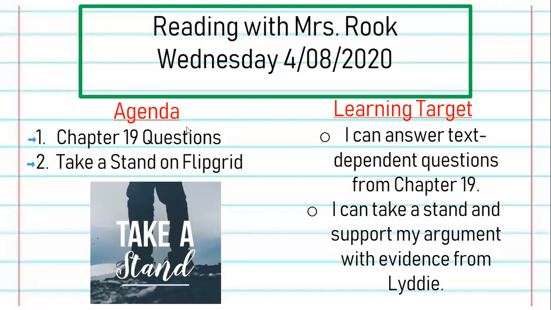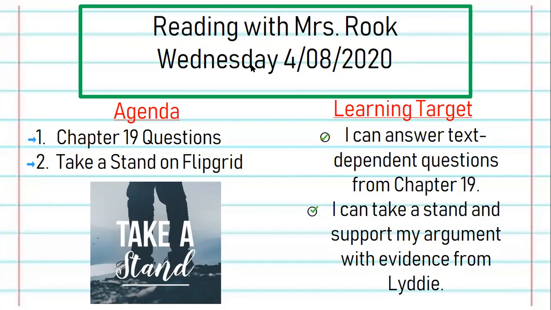So for your learning target, what am I assessing? I want to make sure you can answer text-dependent questions from chapter 19, and I can take a stand and support my argument with evidence from Liddy. I want to see that you are able to support the argument you make with evidence. That means a page number and a quote from something in Liddy, okay?